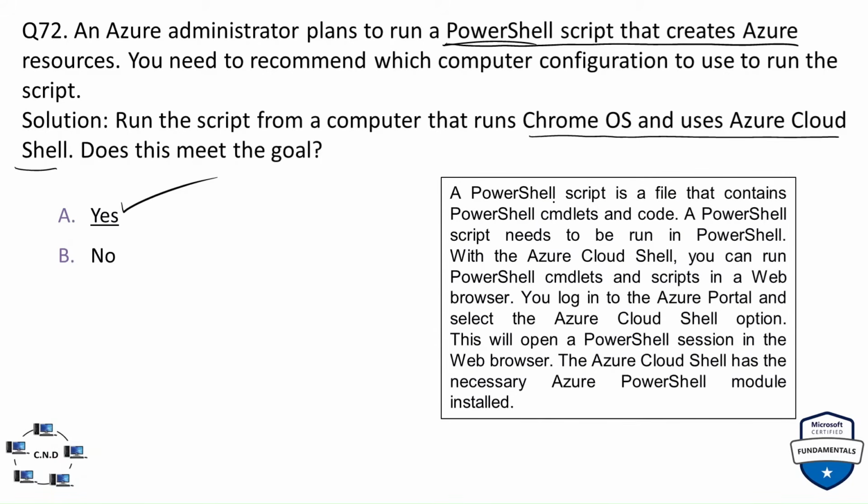It is because a PowerShell script is a file that contains PowerShell cmdlets and code. A PowerShell script needs to be run in PowerShell. With the Azure Cloud Shell, you can run PowerShell cmdlets and scripts in a web browser. You log into the Azure portal and select the Azure Cloud Shell option. This will open a PowerShell session in the web browser. The Azure Cloud Shell has the necessary Azure PowerShell module installed. So Azure Cloud Shell has the built-in PowerShell, and it will meet our goal of running the PowerShell scripts.